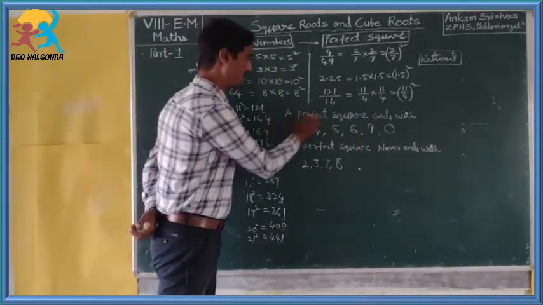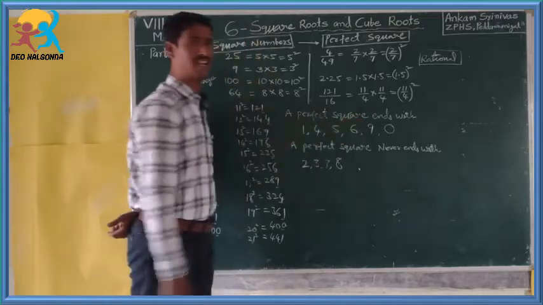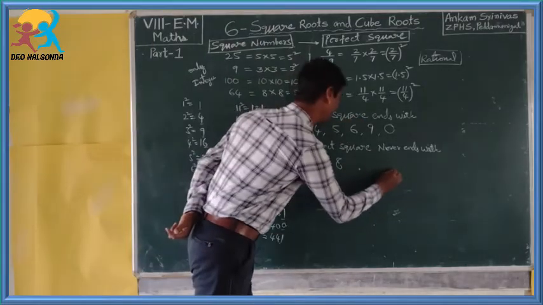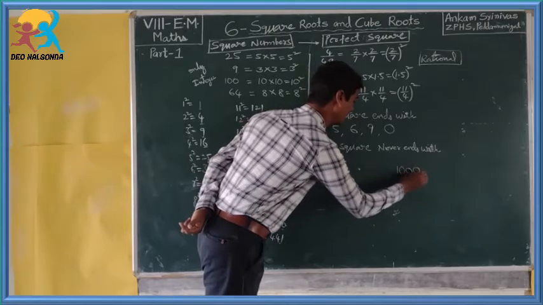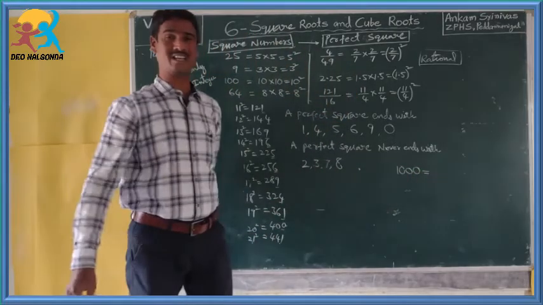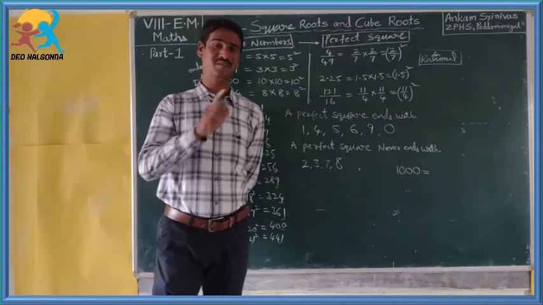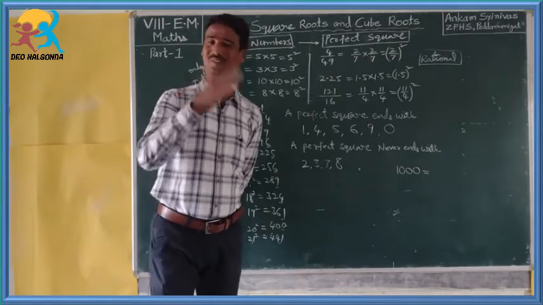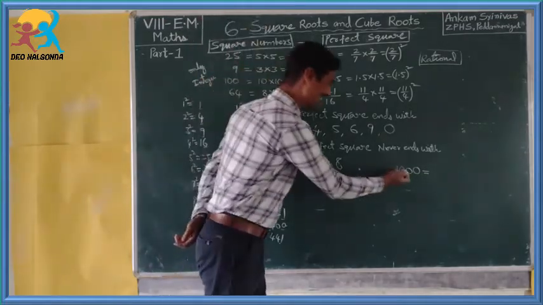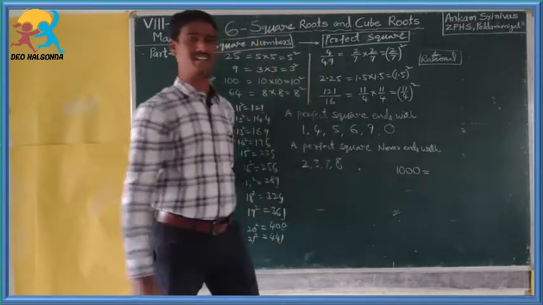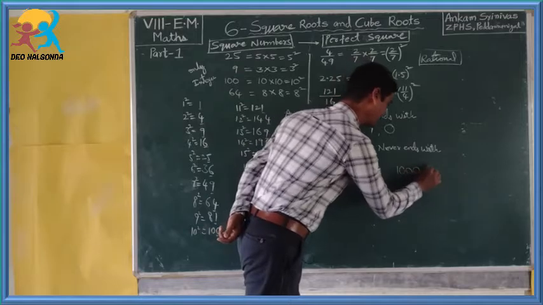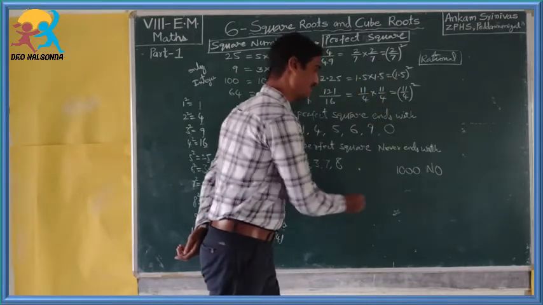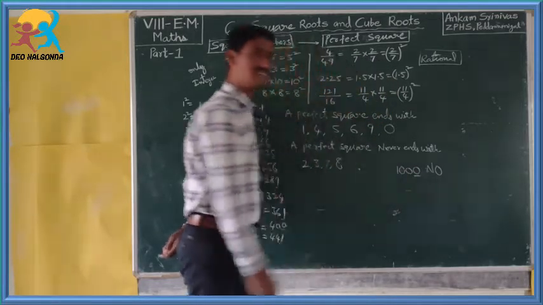Now here, a perfect square ends with 0, I wrote. Check whether 1000 is a perfect square. Is 1000 a perfect square? No. Why? It is not possible to write it as a product of two same numbers. It is not a perfect square. No, but it ends with a 0.